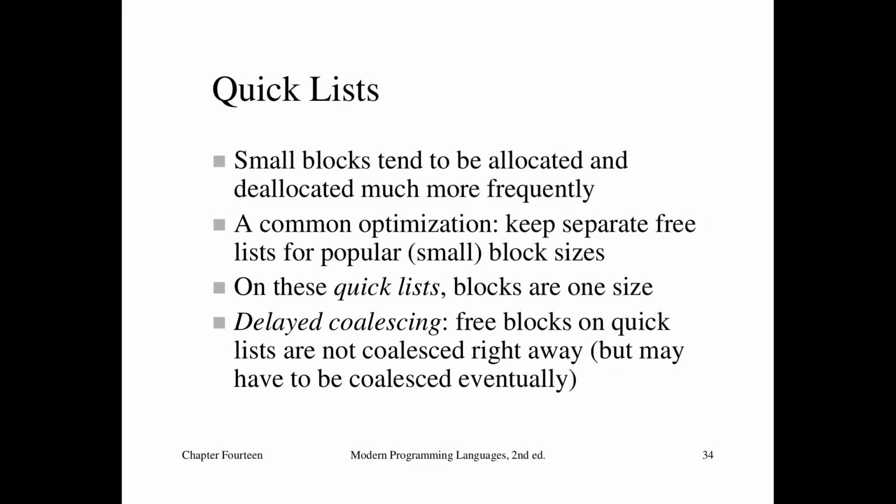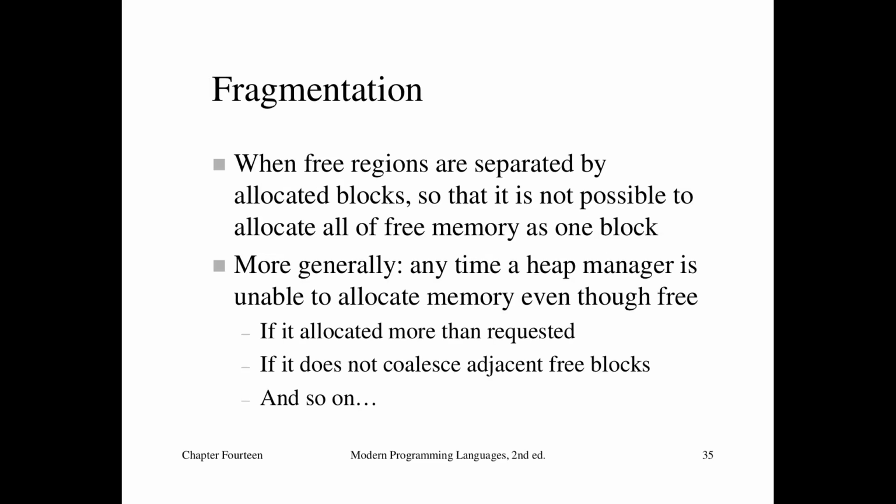So, quick lists. Small blocks tend to be allocated and deallocated much more frequently, and so a common optimization is to keep separate free lists for popular small block sizes. These are just really easy to access and well-known things. On these quick lists, blocks are one specific size. They have delayed coalescing: free blocks on quick lists are not coalesced right away, but may have to be coalesced eventually. There are times when we have to allocate a large amount of memory, so we have to coalesce them eventually.